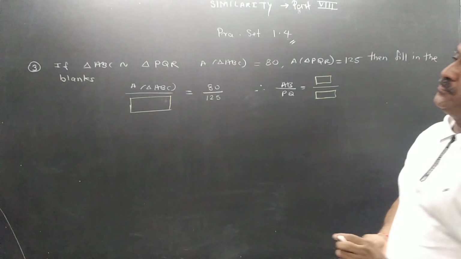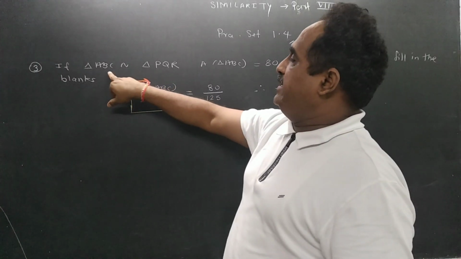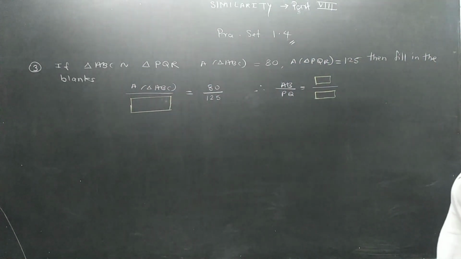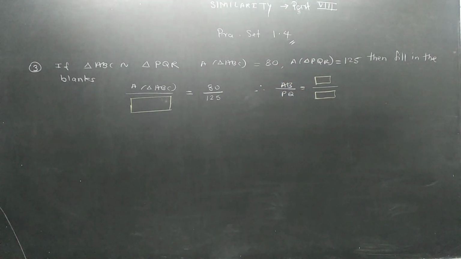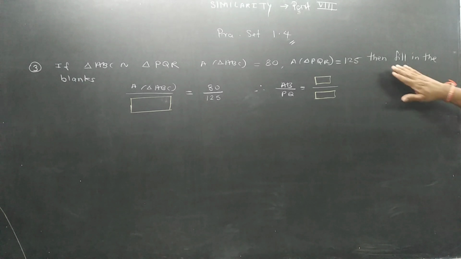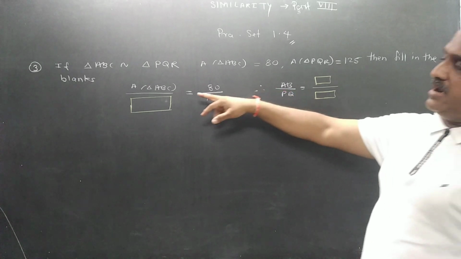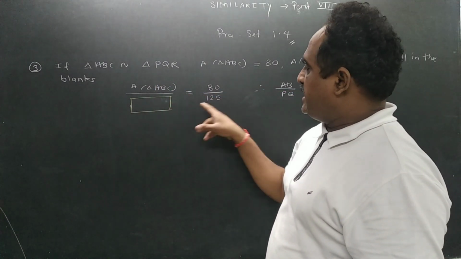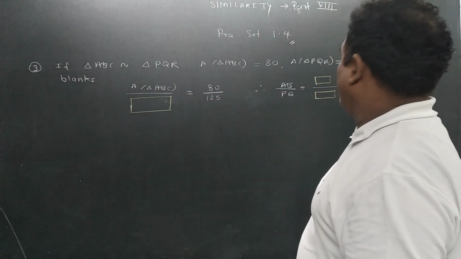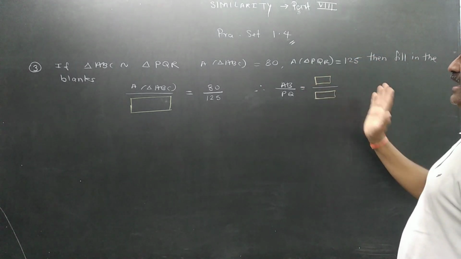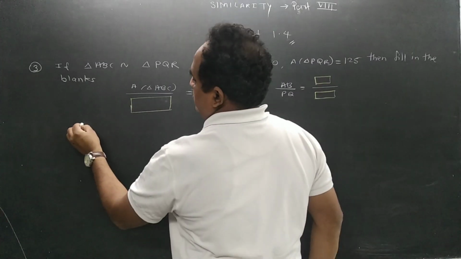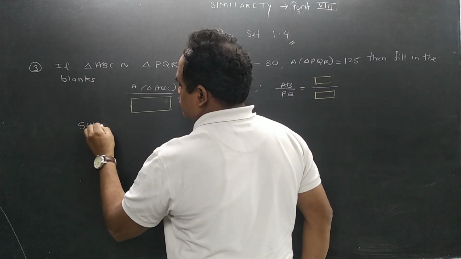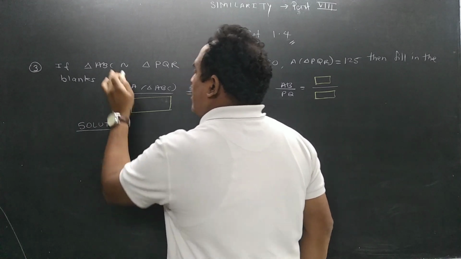Now the third question. They have given the question that triangle ABC is similar to triangle PQR. Area of triangle ABC is 80 square units and PQR is 125 square units. Then filling the blank, they have given triangle ABC upon the blank. The value is 80 upon 125 and they have asked the value of AB upon PQ. We are going to start from here. In a board exam, if this question comes, you have to start from here.